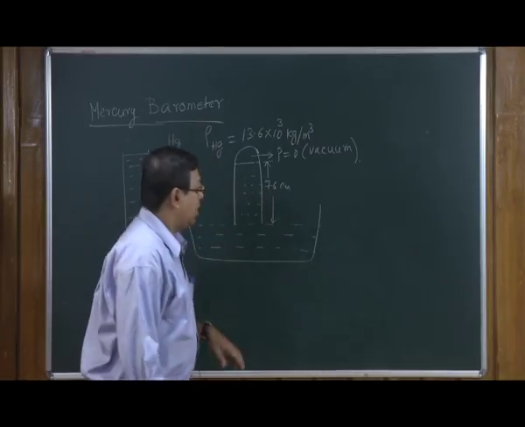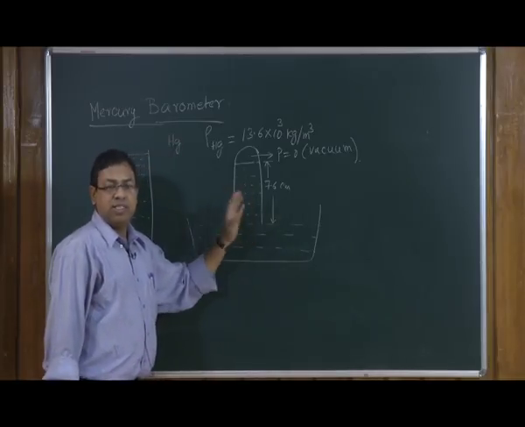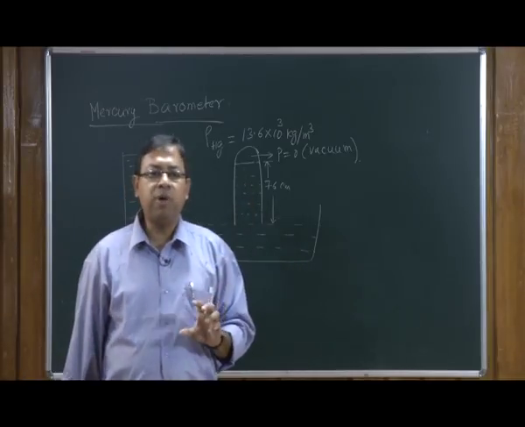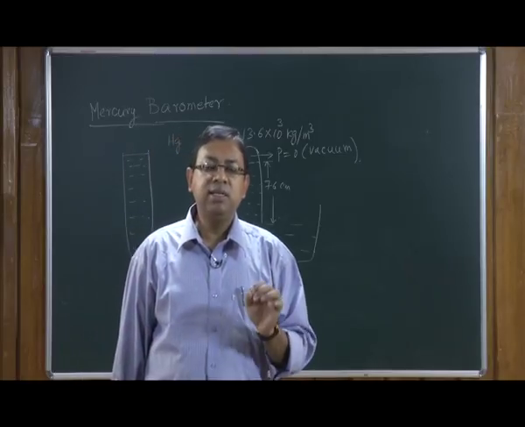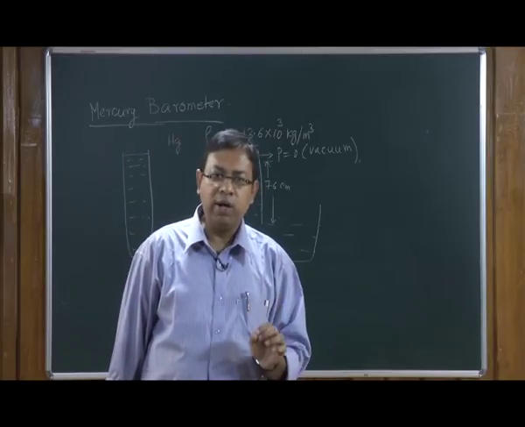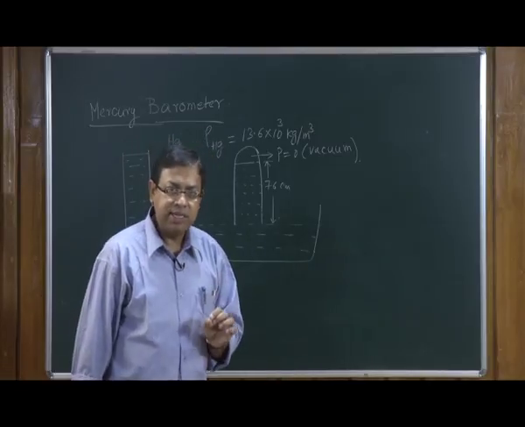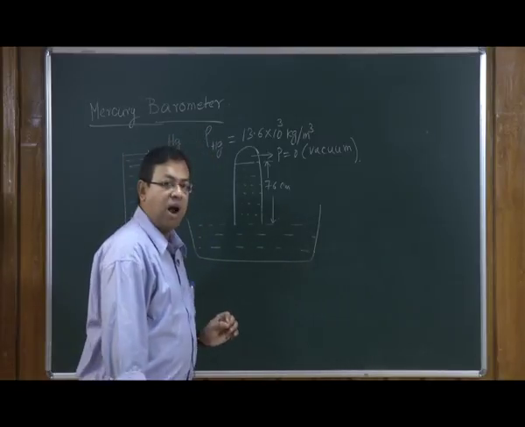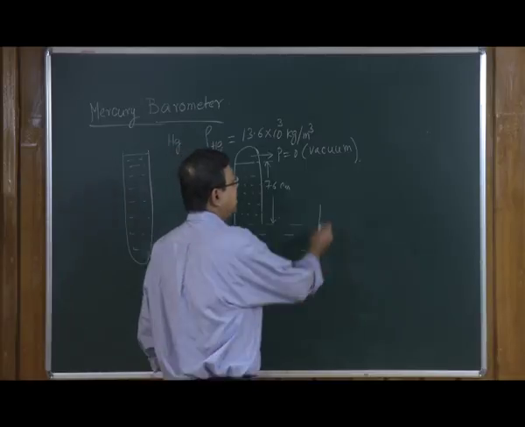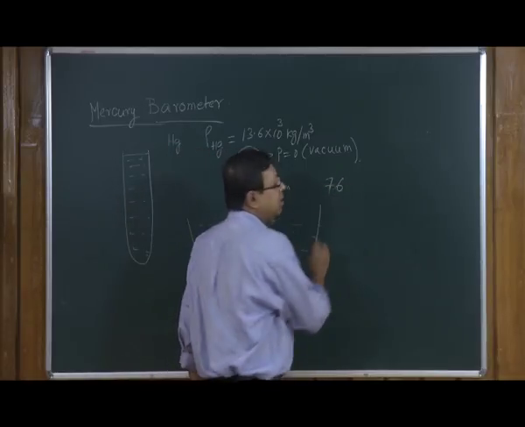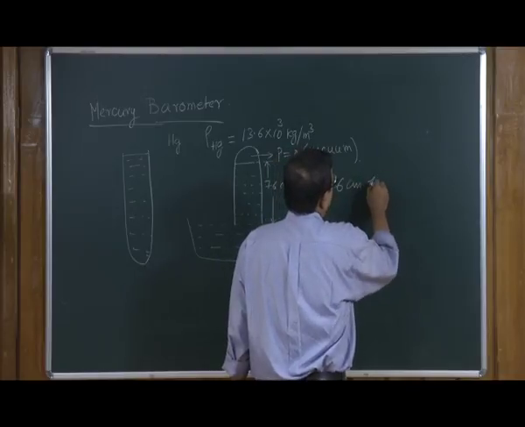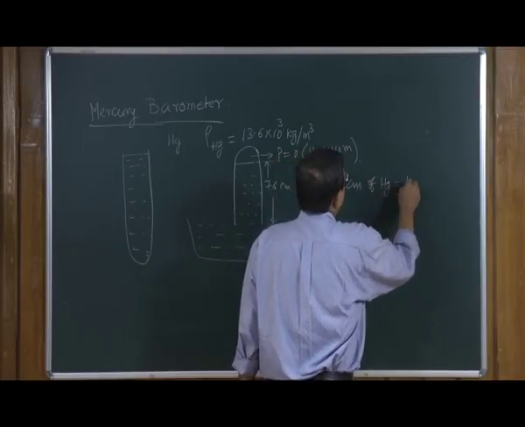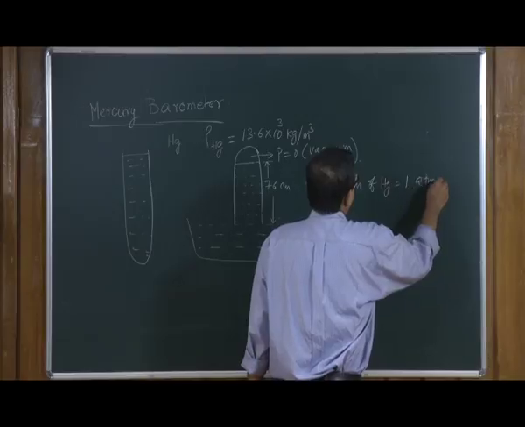So, I repeat once more, a 76 centimeter column of mercury exerts the same pressure as one atmospheric pressure. So, as we said, we will only quote the height: 76 centimeter of mercury equals 1 atmospheric pressure.